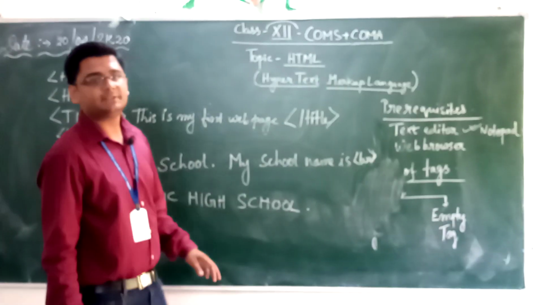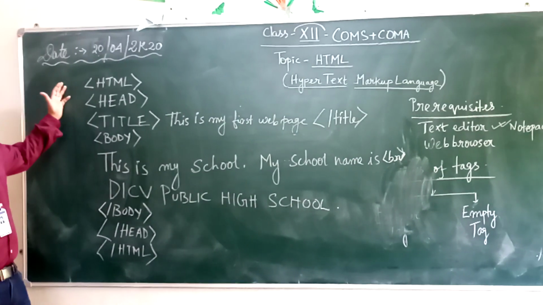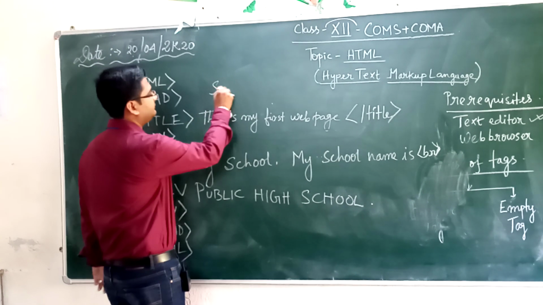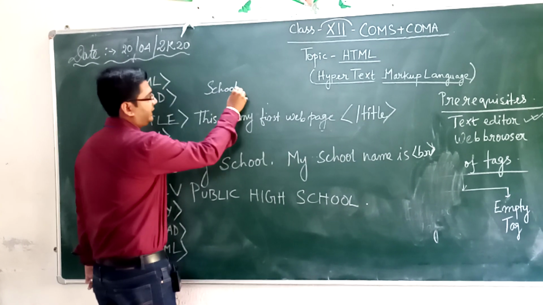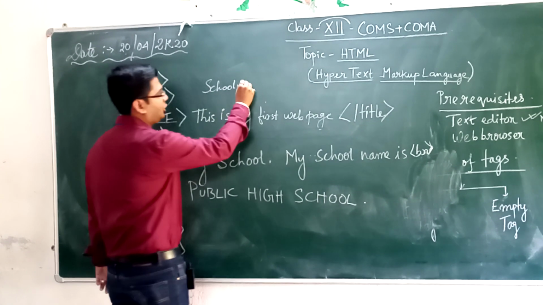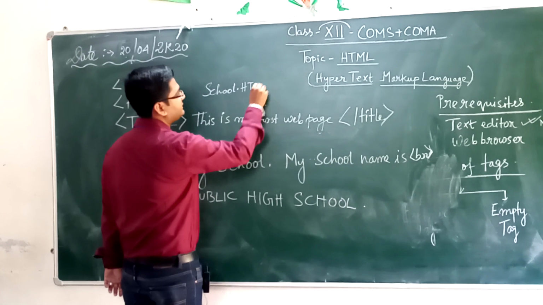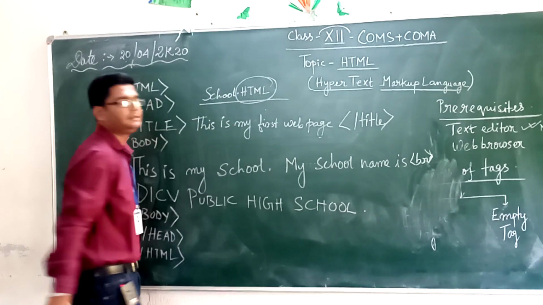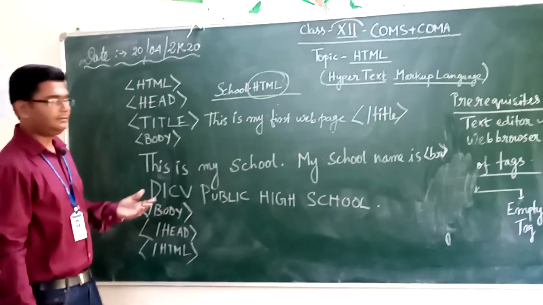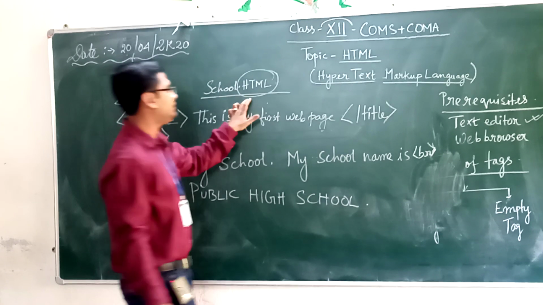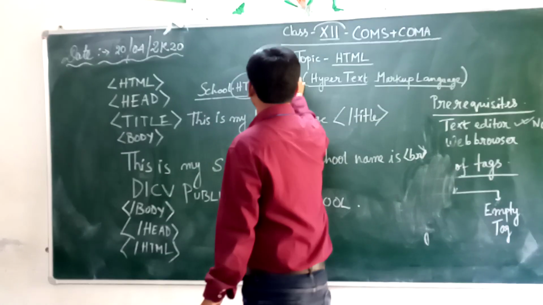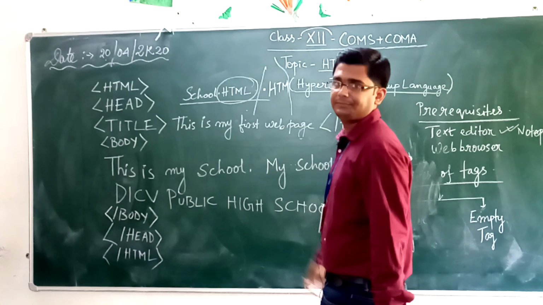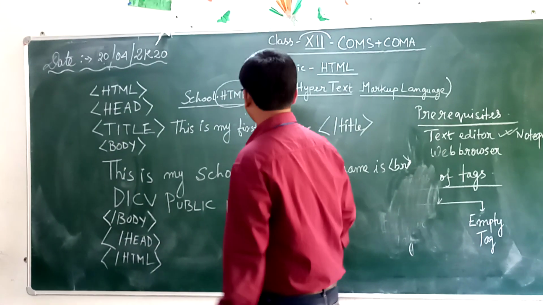After writing, you have to save the document. Just go to File, Save, then give a file name, suppose school. And after that you have to give .html. It is mandatory. If you don't give the extension as .html, it will not be saved as a web page. So .html or .htm you have to give as the file extension, and then click on save.